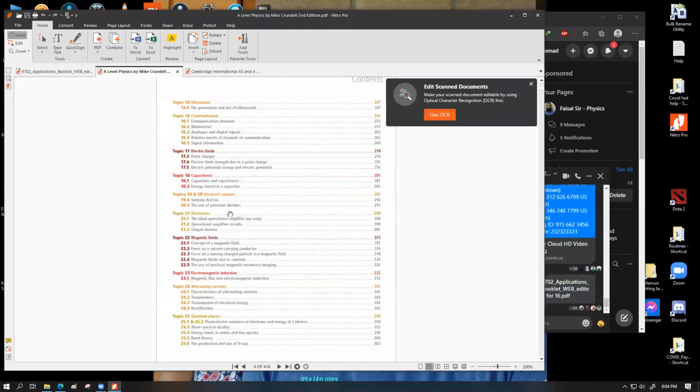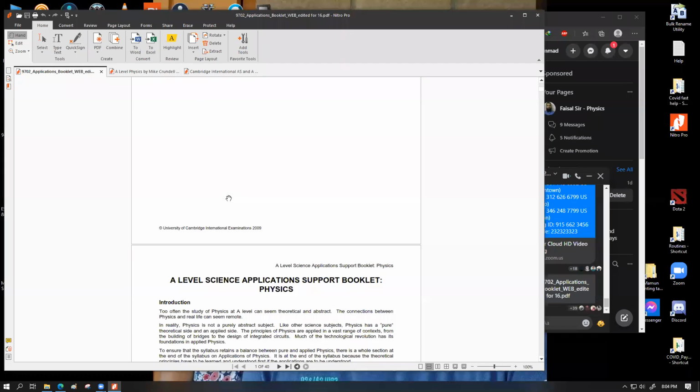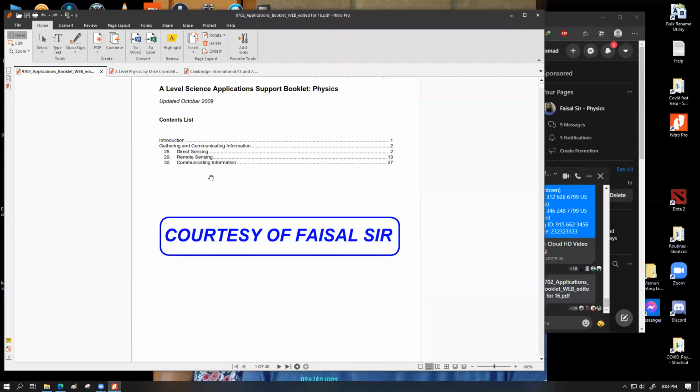Here we have electronic sensors. This is the op-amp. These two chapters, these are the op-amp stuff. And then we have communication. Communication is basically this third chapter that we have in this booklet, which is the communication information.